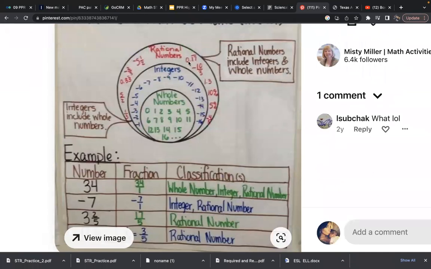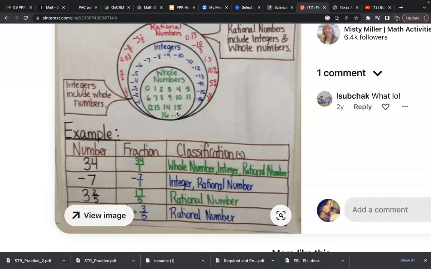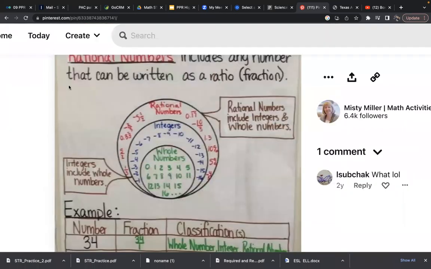See all the rational numbers, positive fractions. Rational numbers include integers and whole numbers. So whole numbers are obviously included in integers. This is why this Venn diagram works so well and why I like it. And rational numbers include everyone that's here, whether you're a fraction, which is why we have one here. The fraction representation is not irrational, it's a rational number.